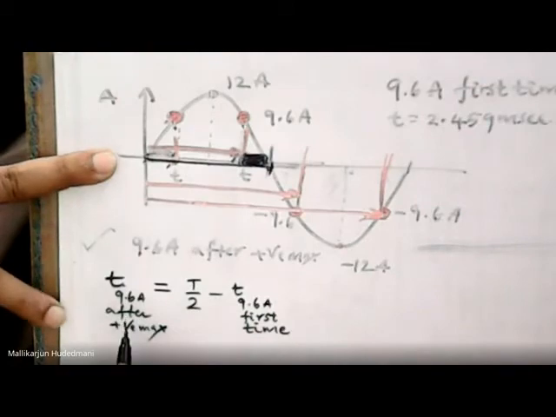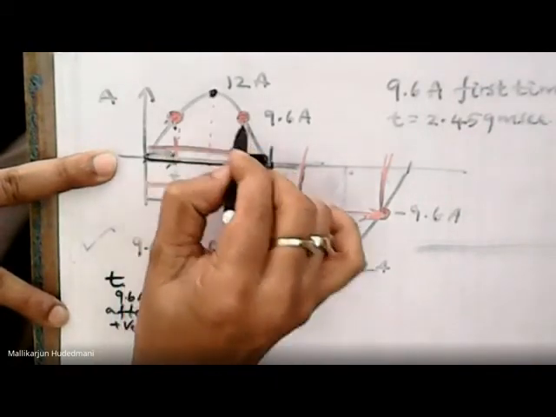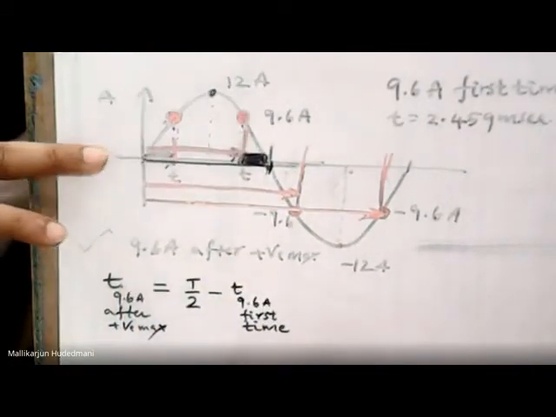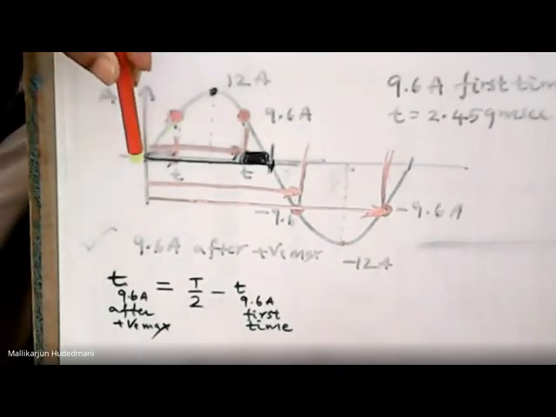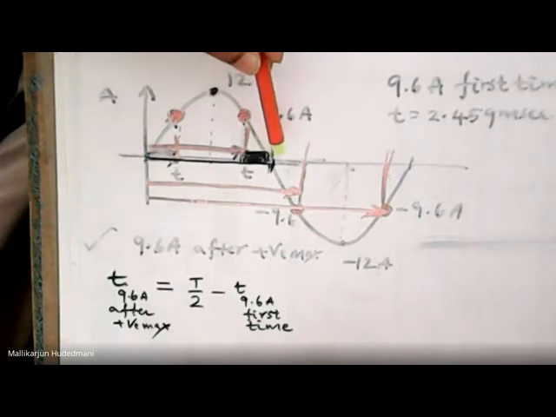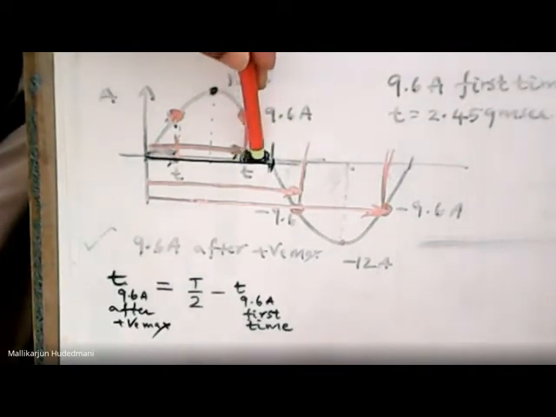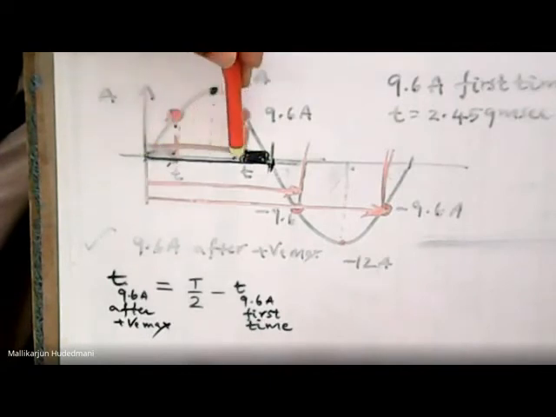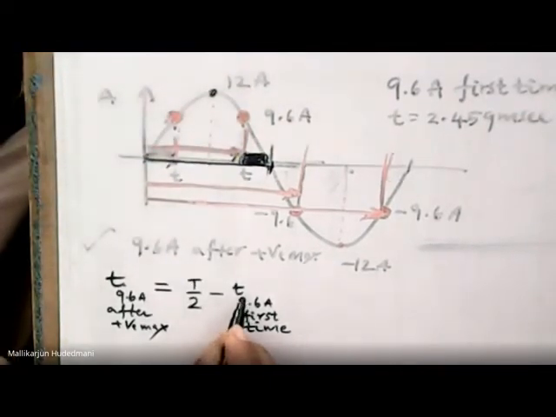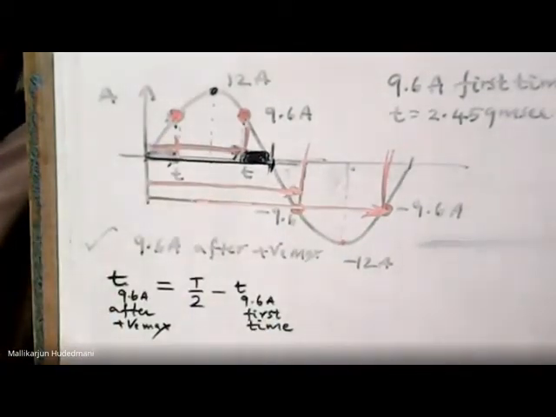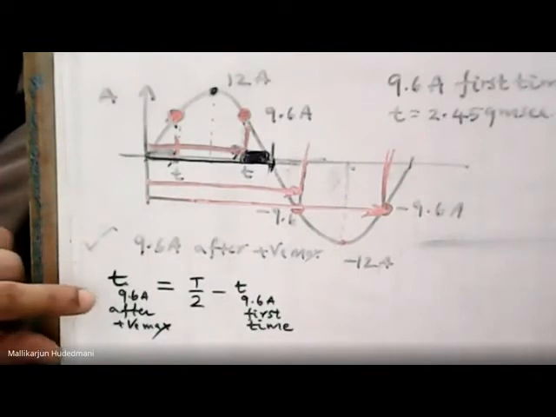And 9.6 after the positive max has to be calculated. What I am doing is making use of the graphical length. Half cycle is T by 2, and if I subtract this length of time from it, that is called T by 2 minus T for first time 9.6. I will note it down. So you have to note down or remember this equation.